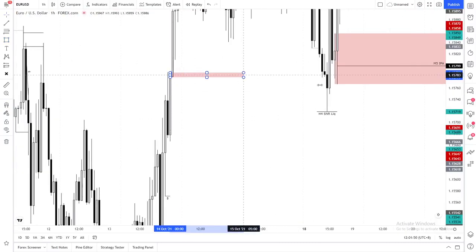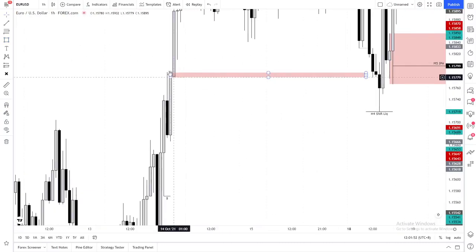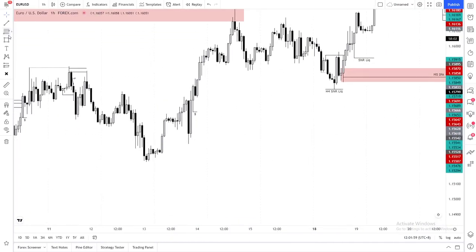You see how I'm marking it, right? It is the wick to the wick. This inner, not the whole candle, just the inner. I think you guys get the point by now. Oh, look at this one. Nice.